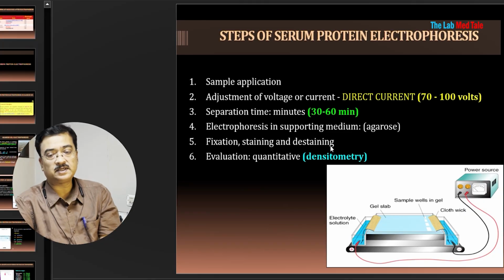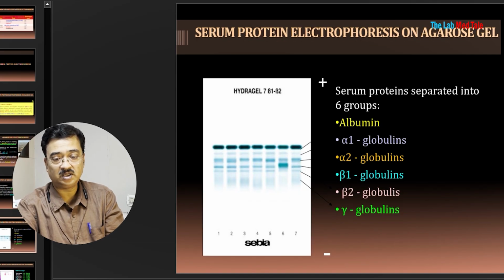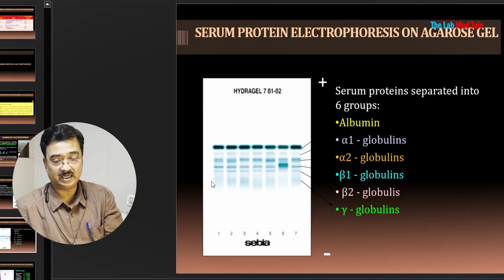Now, the steps of serum protein electrophoresis: you apply the sample, with a voltage of around 70 to 100 volts and a run time of around 30 to 60 minutes. Then you do the staining, destaining and fixation, and then you calculate with the densitometer. So these are the steps, and these are the proteins you can separate: albumin, alpha 1, alpha 2, beta 1, beta 2, and gamma globulins. The first one that moves the most is albumin, then as per mobility alpha 1, alpha 2, beta 1, beta 2, and the entire large portion is gamma.